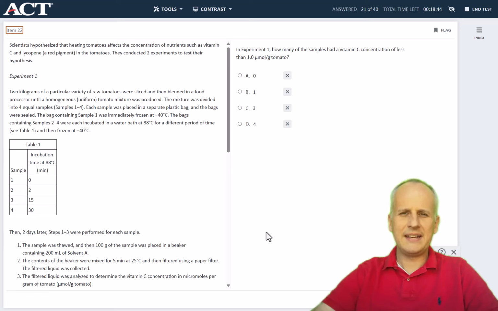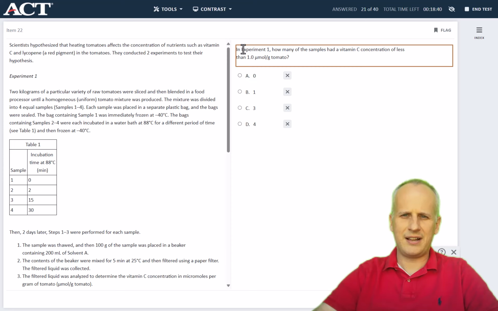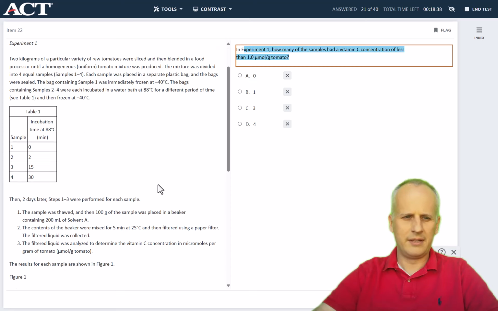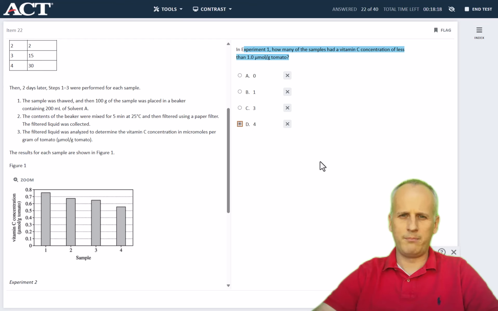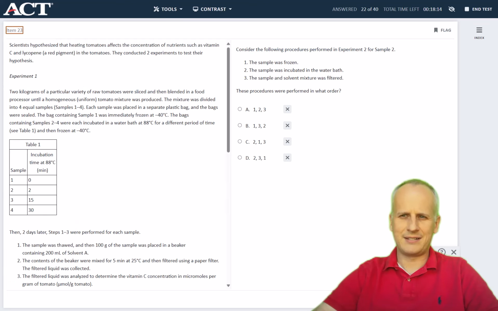Next, we've got in experiment 1, how many of the samples had a vitamin C concentration of less than 1, I guess that's the micromoles per gram of tomato? And I don't even really need to know what a micromole is. I can use the measurement shorthand here on the vertical axis. But if we're careful, we can see that the top of the vertical axis is actually 0.8. So all 4 are less than 1.0 micromoles per gram of tomatoes. So that allows us to select the right answer.